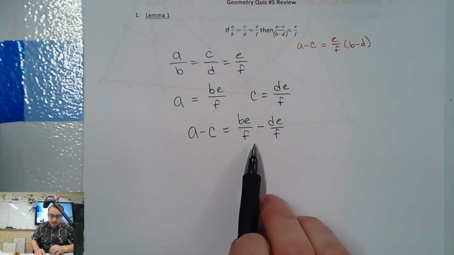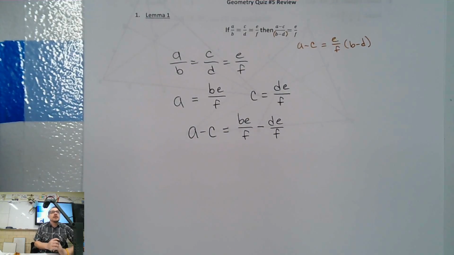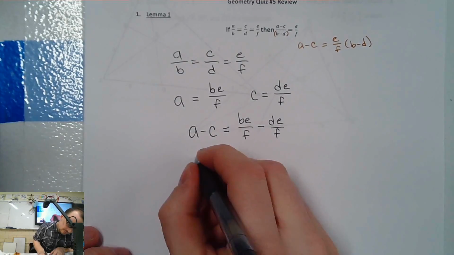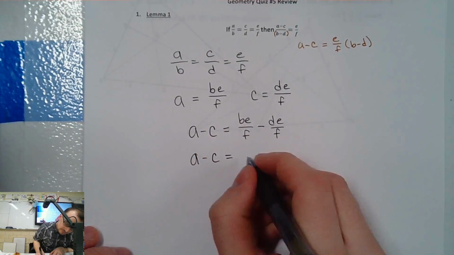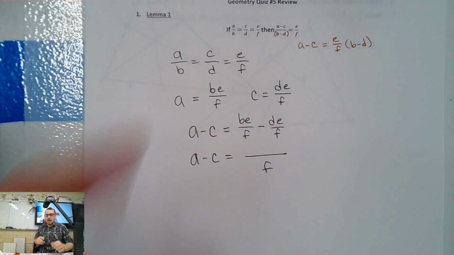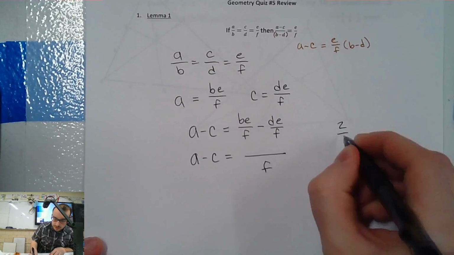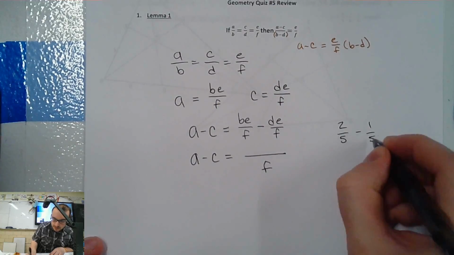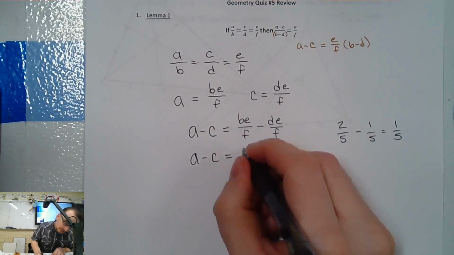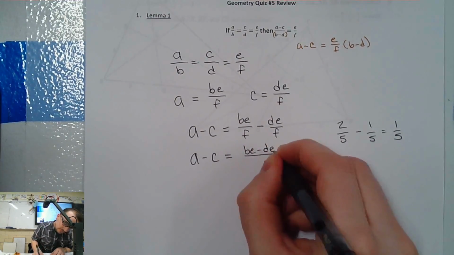So now I'm going to play with this. Notice they have a common denominator, right? If I had like 2/5 minus 6/5, I could combine those because they're both fifths. They're both F's. So when the denominators are the same, you just subtract the numerators. If I had 2/5 minus 1/5, that would be 1/5. If the denominator is the same, you just subtract the numerators. So I do BE minus DE in the top. Cool?